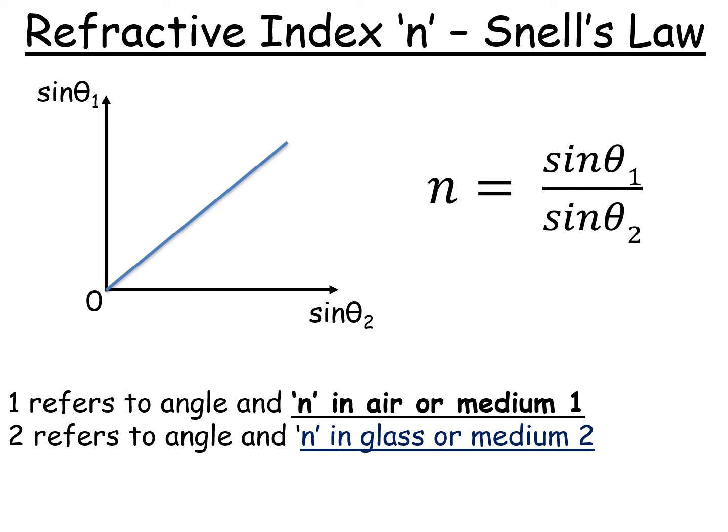So experimentally, we have a method for determining the refractive index of a material. Okay, now there's a few things you need to know about this. Number 1 refers to the angle and refractive index in air or medium 1. Okay, so air is always taken to be theta 1. 2 is always taken to be the angle in glass or medium 2. And this will become more obvious when we come to do some worked examples.